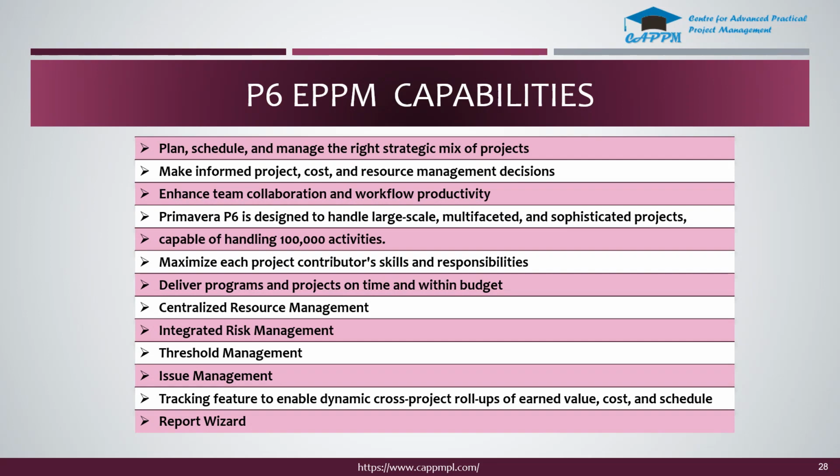P6 is designed to handle large scale and multifaceted projects, and it is capable of handling 1 lakh activities and complex relationships between your activities, and maximize each contributor's skills and responsibilities. It has centralized resource management, based on which we can perform resource allocations efficiently and deliver the programs and projects within time and within the budget. It also has risk management, issue management, and threshold management features. It has a roll up feature, which rolls up your earned value, your cost, your schedule, everything to the project and program levels. And we have a lot of report features also.